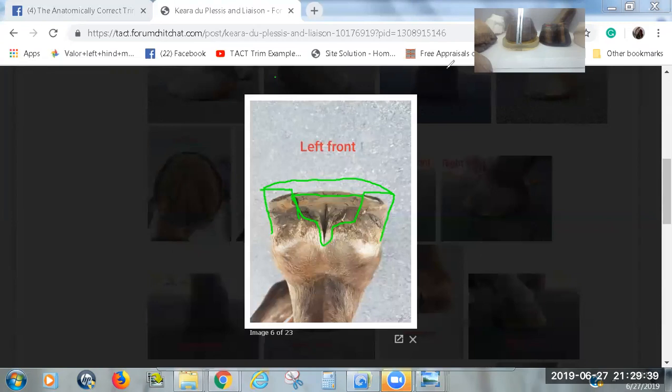Okay, let me undo this. There's something I was going to show you. I can't remember what it was. We'll keep going.